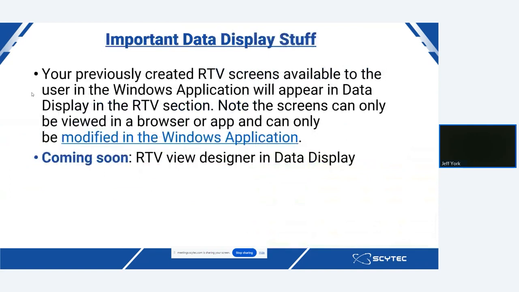So some important data display stuff. As I mentioned already, your previously created RTV screens from the Windows desktop version are now available at the bottom of the data display launch pad. Note the screens can only be viewed in the browser as of right now inside of data display. You cannot do any modification. You can only do that inside of the Windows desktop application. However, that is a feature that is going to be coming soon in a future update.